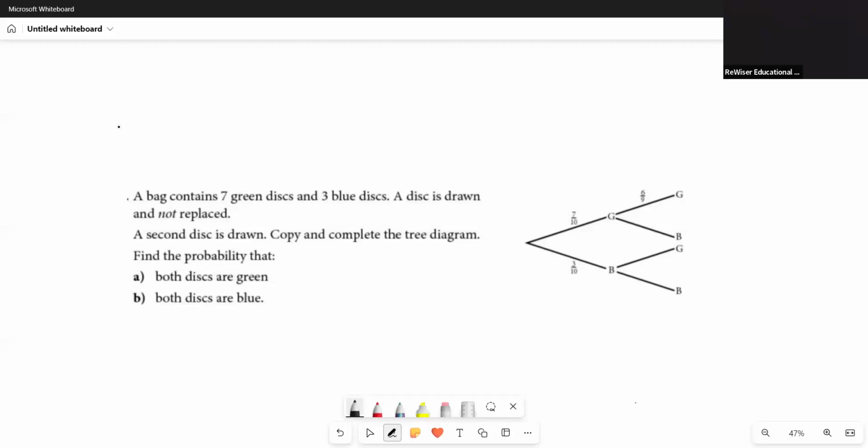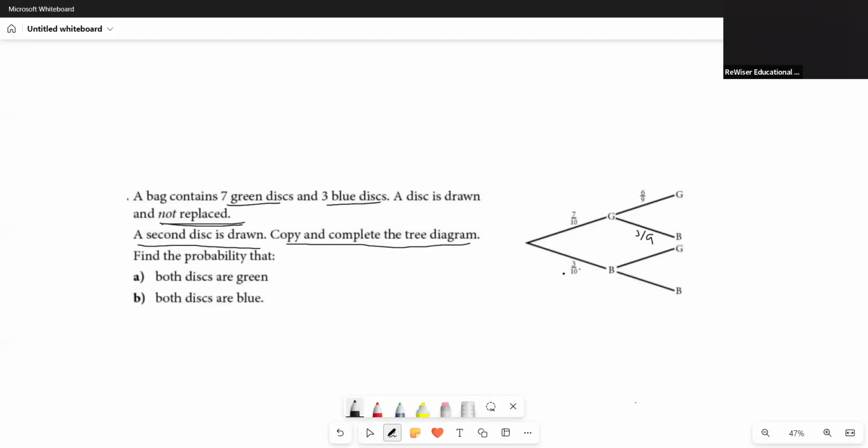So the other type of questions that's been asked is: a bag contains 7 green discs and 3 blue discs. A disc is drawn and not replaced. So the key word here is not. Then a second disc is drawn. Copy and complete the tree diagram. So that's 7 by 10, that's 3 by 10, correct? So if this is 6 by 9, this is bound to be 3 by 9. That's because the sum of the branches should be 1.